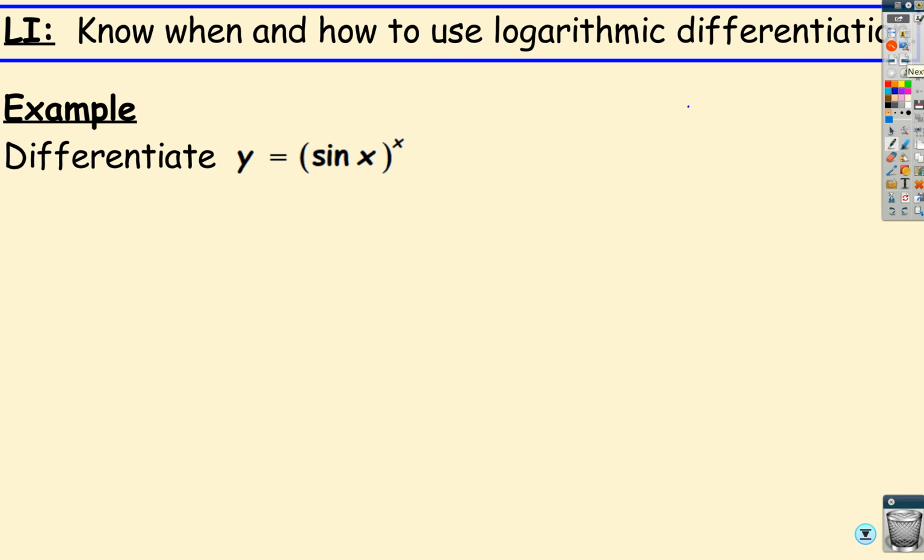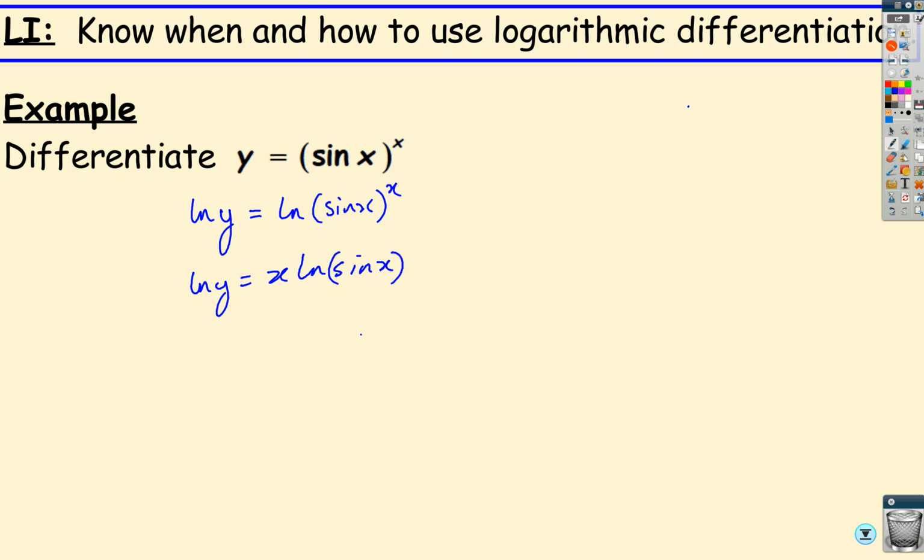Same first step, right? So we'll rattle through the first couple of lines quite quickly. Let's start with log y equal to log of sine x to the power of x. Get x off the top and we'll get log y equal to x log of sine x.